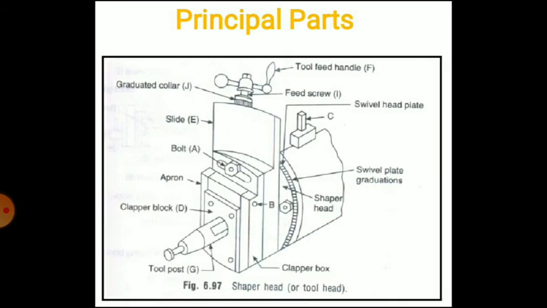Then this is a tool head. So that tool head is connected to the extreme end of the ram. You can see at the top there is a tool feed handle, so that you can move the tool in a downward or upward direction by rotating that lever, to adjust the depth of cut, or by rotating the wheel.